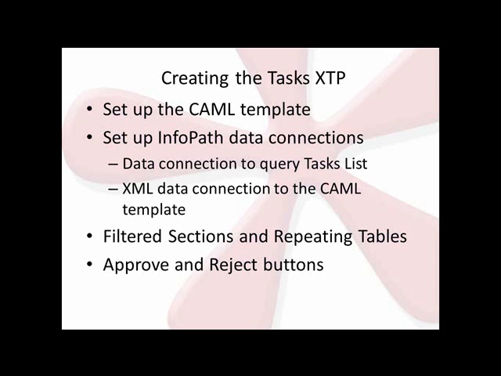And we've also designed this task XTP to have sections and repeating tables that are filtered to show some tasks that are pending and also tasks that are completed. It also has approve and reject buttons. If you approve the task, the list item in a task list will change status to approved, and if you reject it, the status will change to rejected.